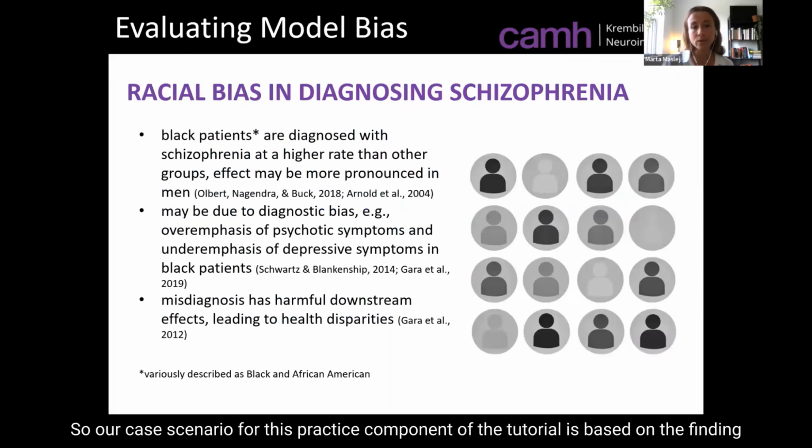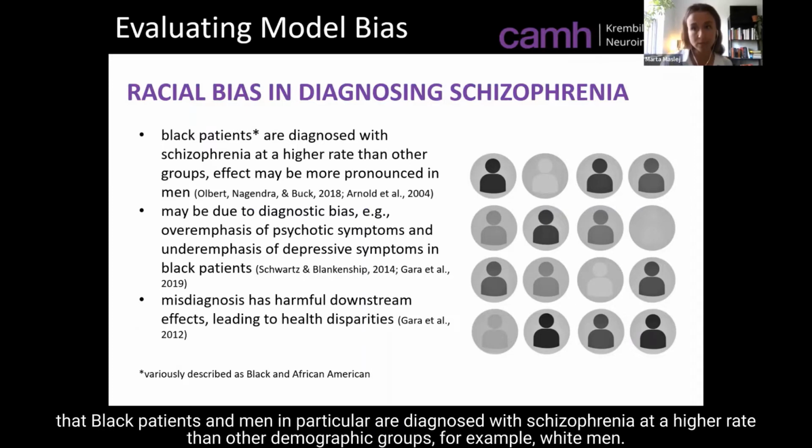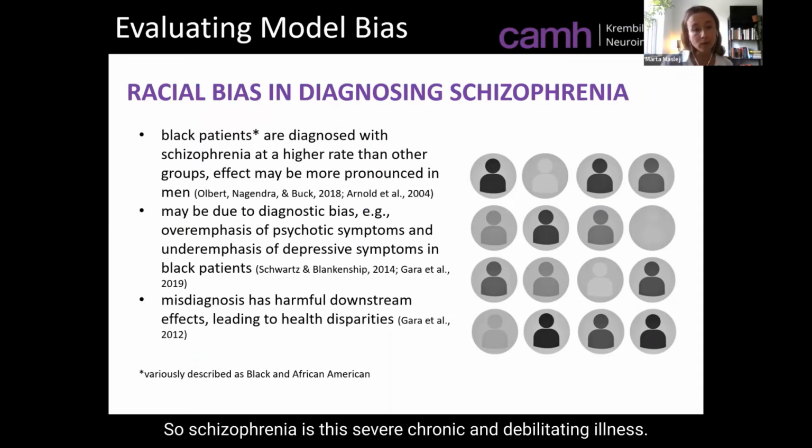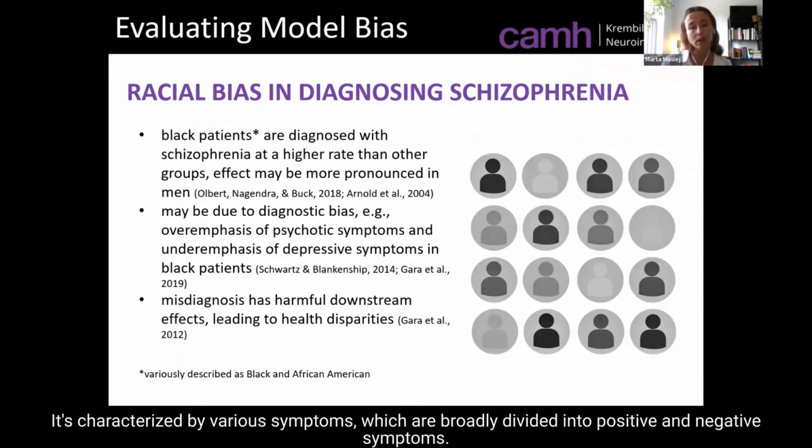So our case scenario for this practice component of the tutorial is based on the finding that Black patients, and men in particular, are diagnosed with schizophrenia at a higher rate than other demographic groups, for example, white men. So schizophrenia is a severe, chronic, and debilitating illness. It's characterized by various symptoms, which are broadly divided into positive and negative symptoms.